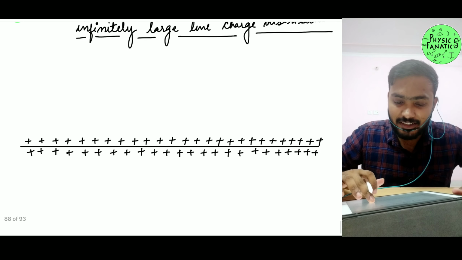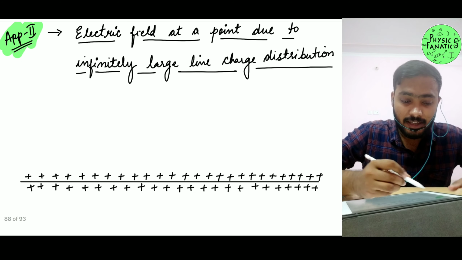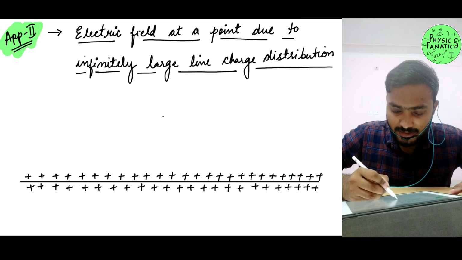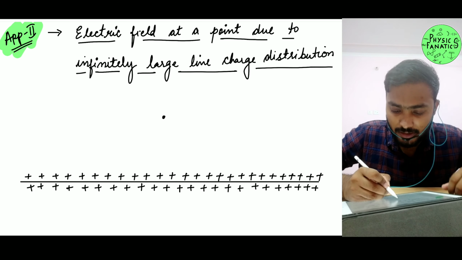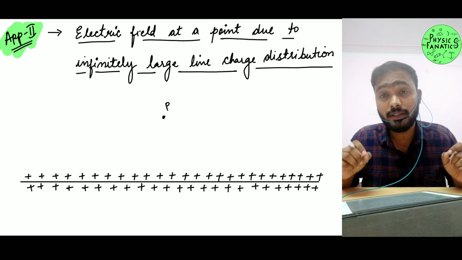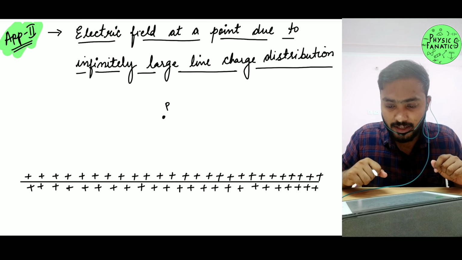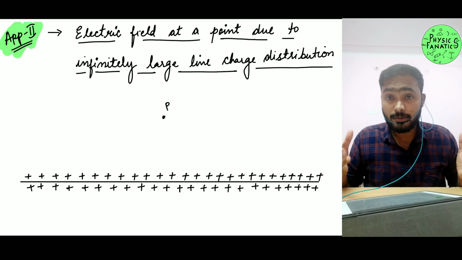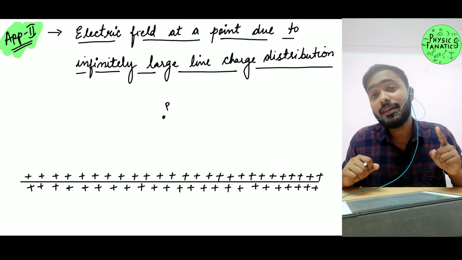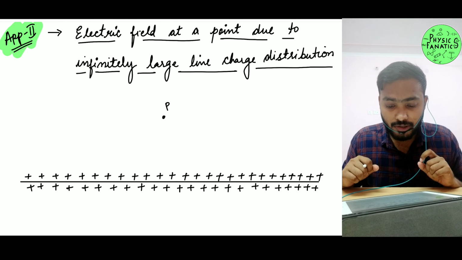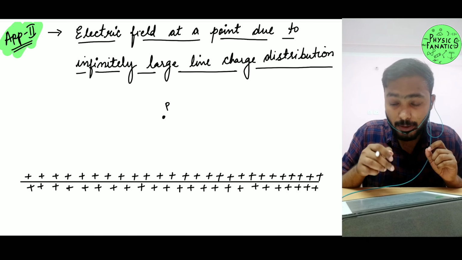Because of this infinitely large line charge, I have to find out the electric field at some point. Let's say this is the point where I'm supposed to find my electric field. Let me call this point P. So at point P I have to find out the electric field because of this infinitely large line charge. The first step that we talked about is we have to make a Gaussian surface, and we have to make it in such a way that it should contain my point P.